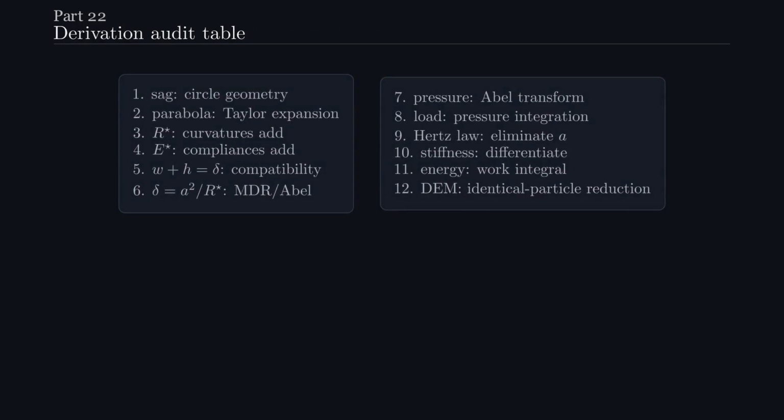Every major result has a support. Sphere sag comes from circle geometry. The parabolic profile comes from Taylor expansion. R star comes from adding curvatures. E star comes from adding elastic compliances. Pressure comes from the Abel transform. Load comes from pressure integration. The Hertz law follows only after the contact radius is eliminated.